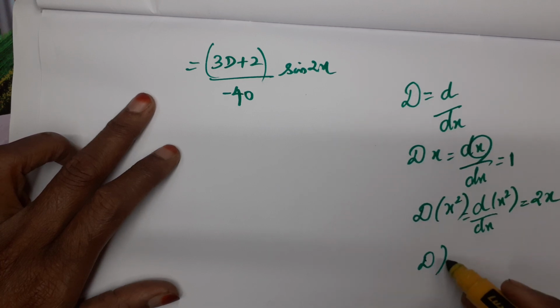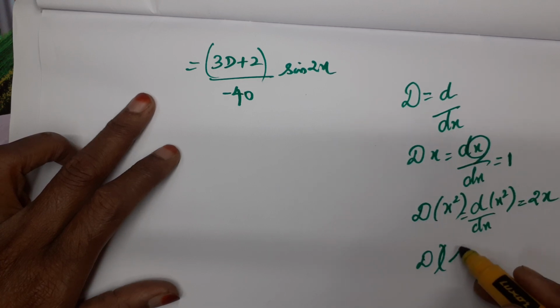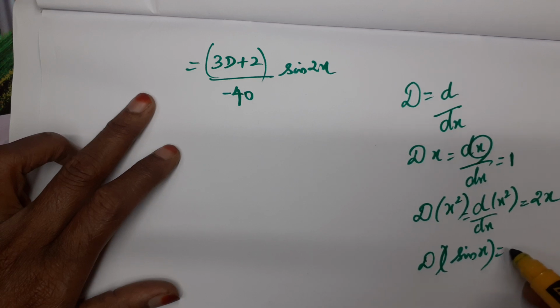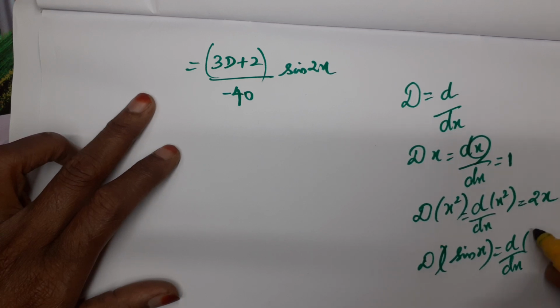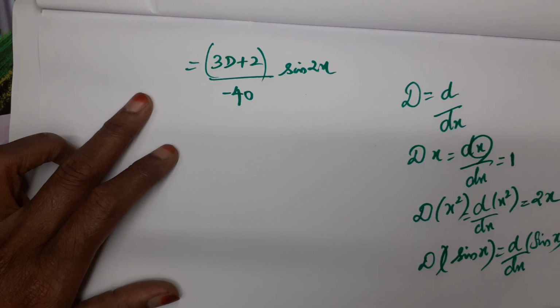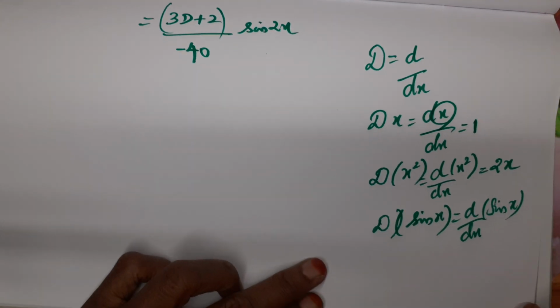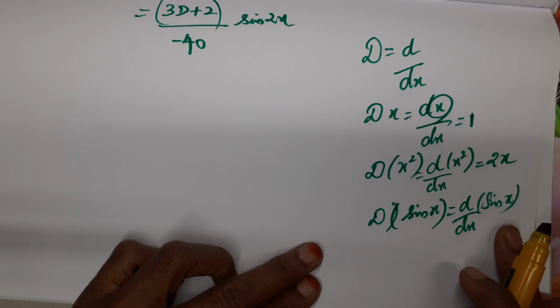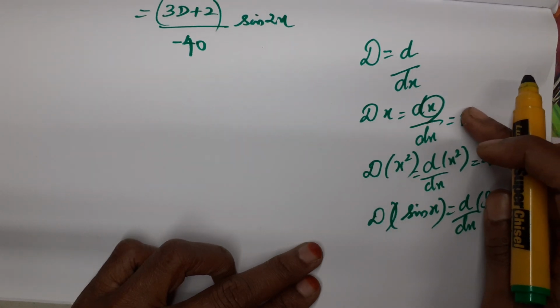For example, if we have D of sin x, D of sin x means d by dx of sin x. Sin x has to be differentiated with respect to x. Here we differentiated x, so we got 1.